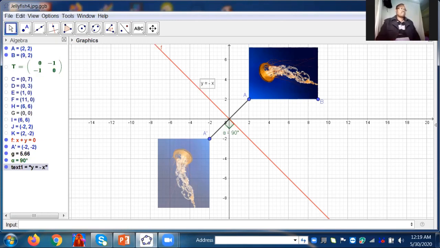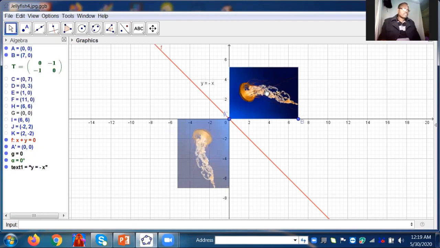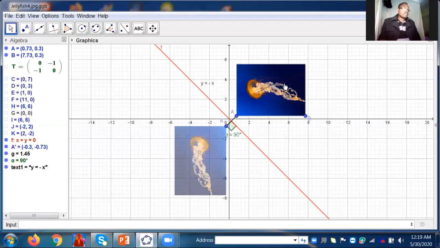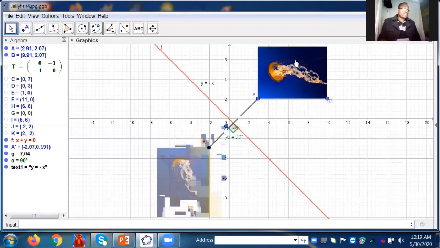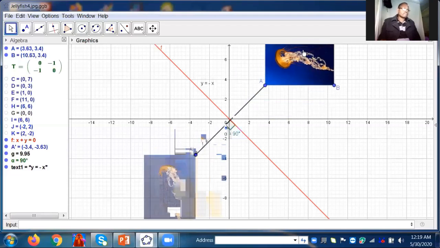I have applied that matrix on the jellyfish, and then I can move this jellyfish. I can move it closer to the mirror line. The image also moves closer to the mirror line. When I move the object further from the mirror line, the image also behaves in the same way.